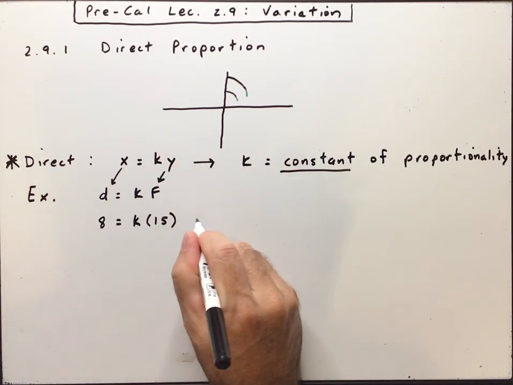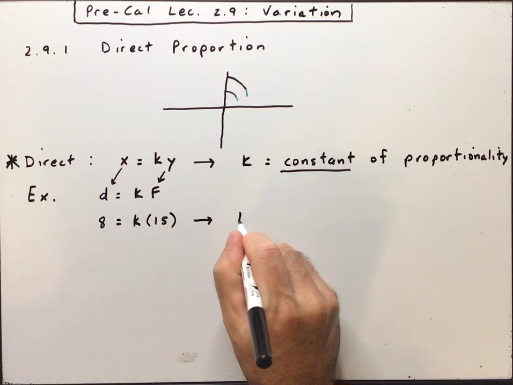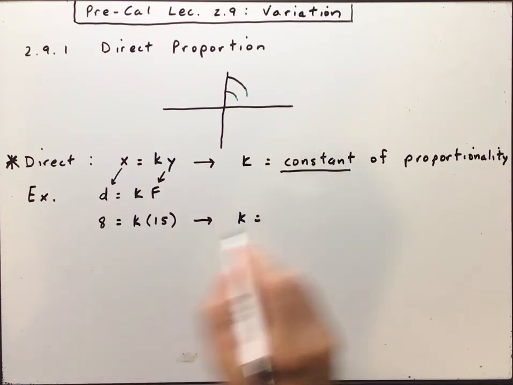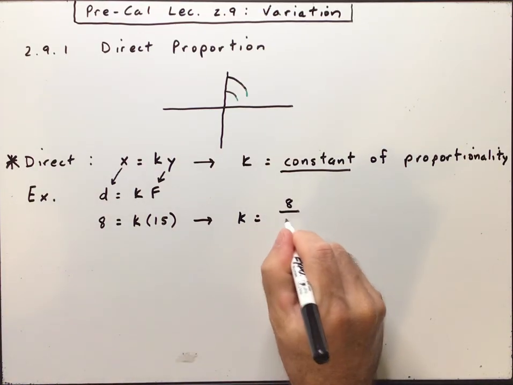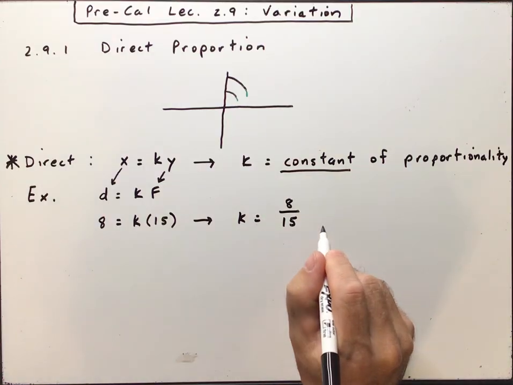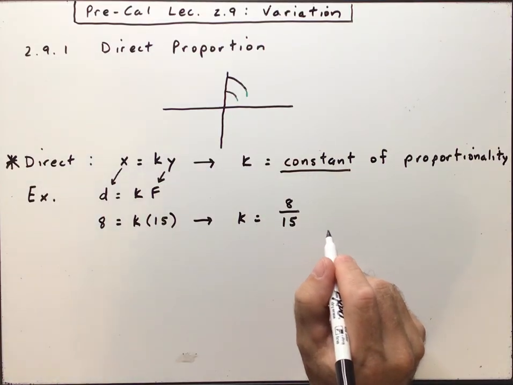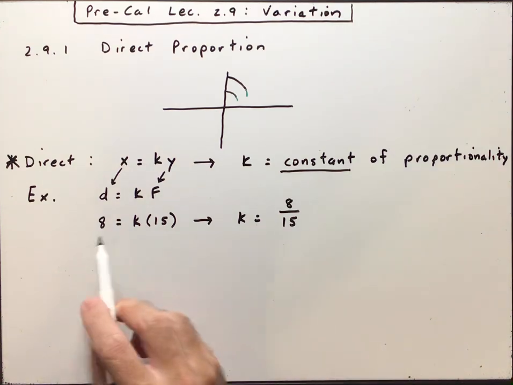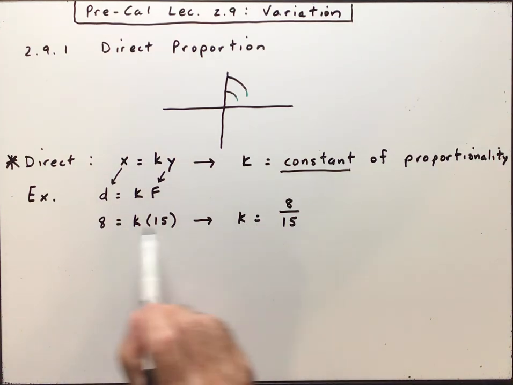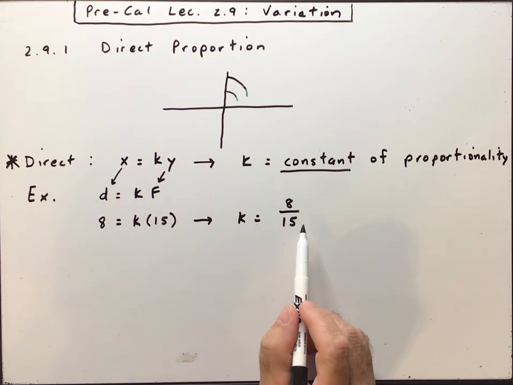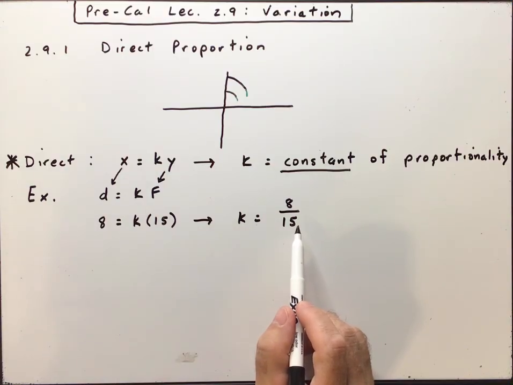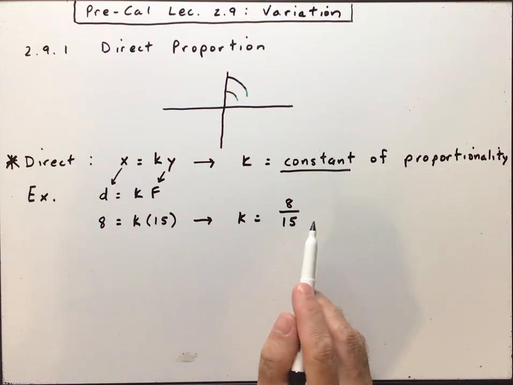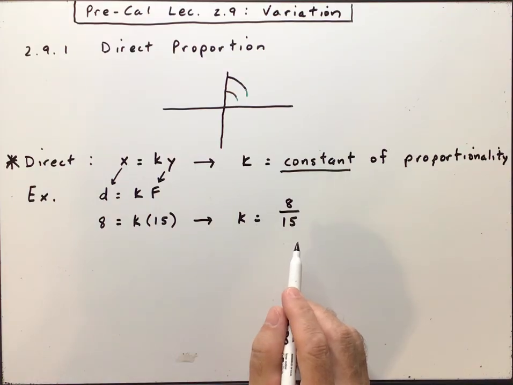Okay, so solving for k is going to be divide both sides by 15, 8 over 15. All right, so now we have k. So this is usually what you do first. You're finding what the constant is. All right, so the question then says, how far will the slinky stretch with a force of 30 pounds?